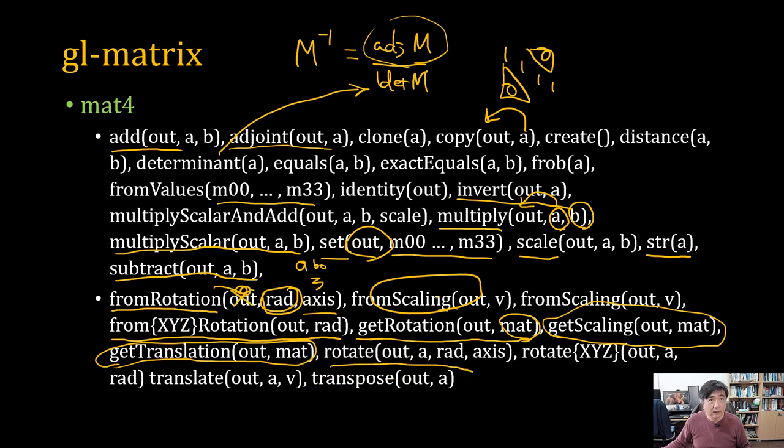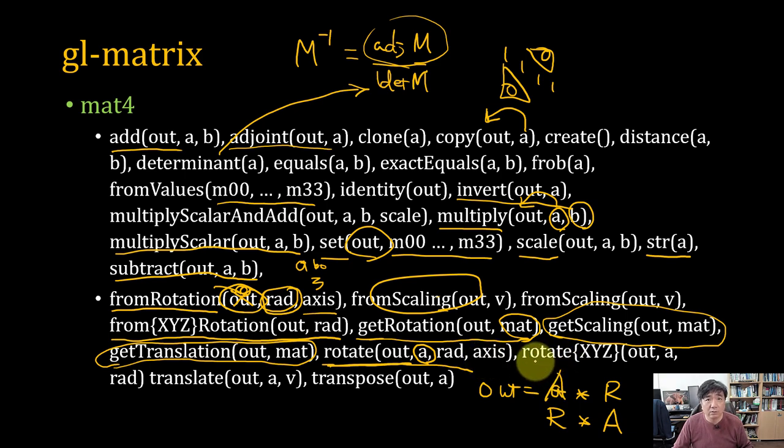There is a rotation function, but there is one more matrix. It means that fromRotation sets the matrix out to the rotation matrix, but in the case of rotate, it calculates the rotation matrix and multiplies it into A. So for that multiplication, we need to check the order. So the out is A multiplied by the rotation matrix, or the rotation matrix multiplied by A. We need to check it, okay?